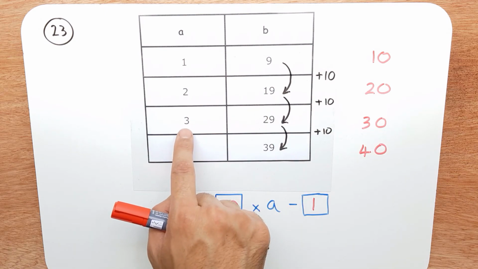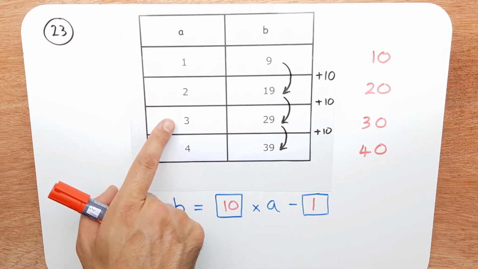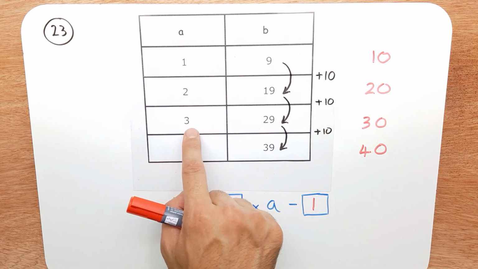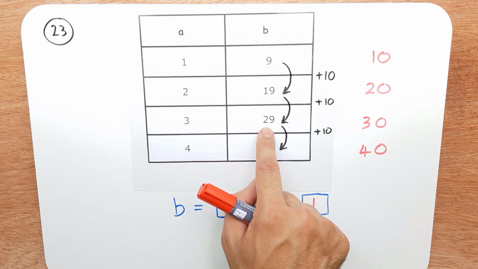Let me try it for the third one. The value for A is 3. So I'm going to replace or substitute A with 3. So it's 10 times 3, which is 30. Take away 1, which is 29. So if I go across here, my answer is 29.